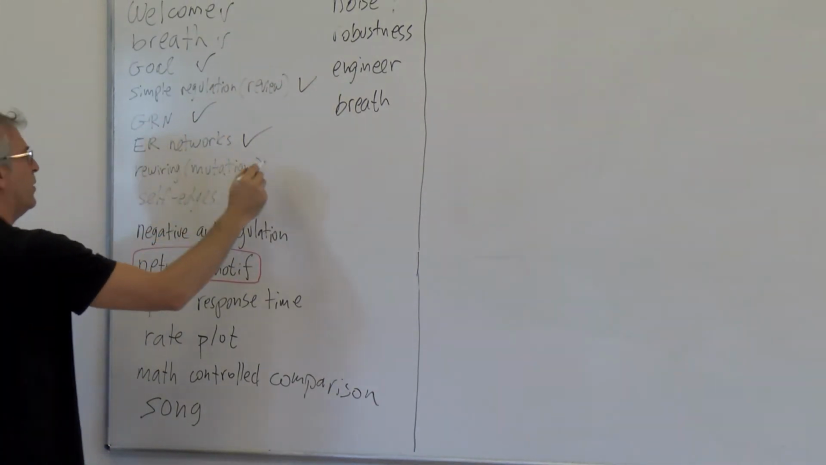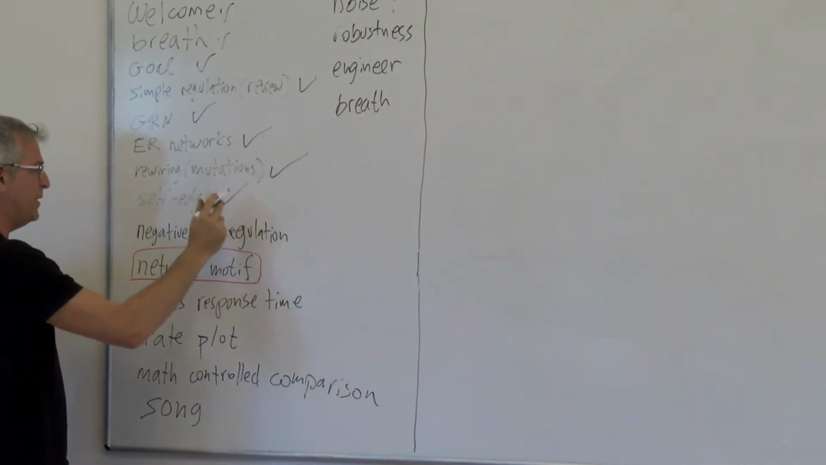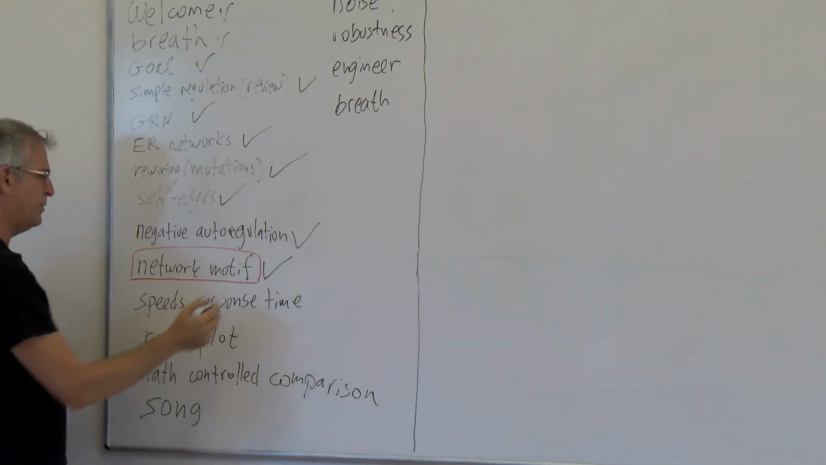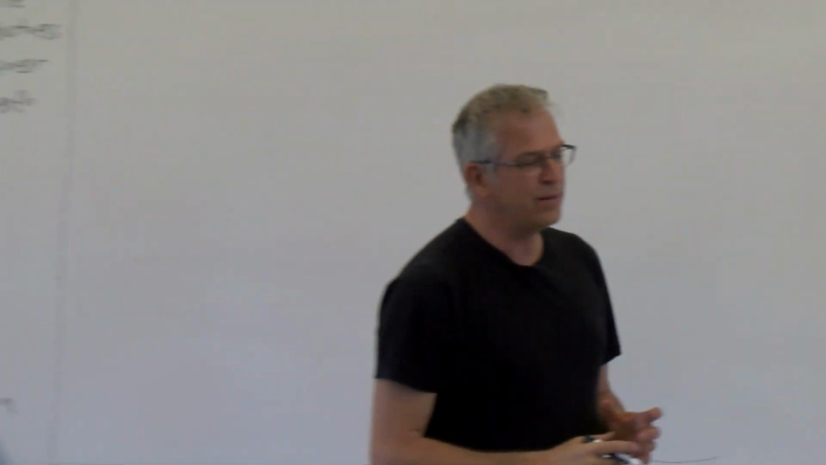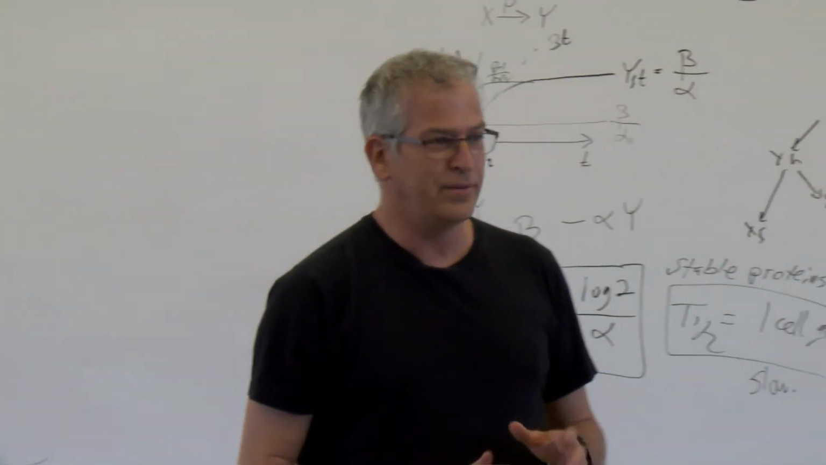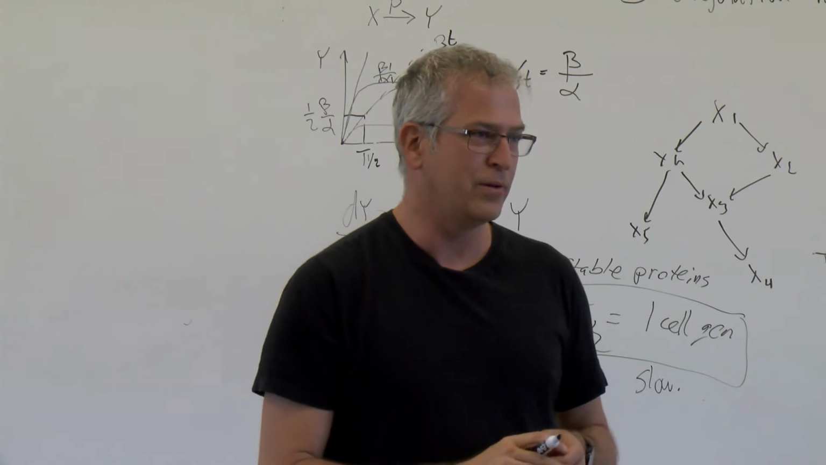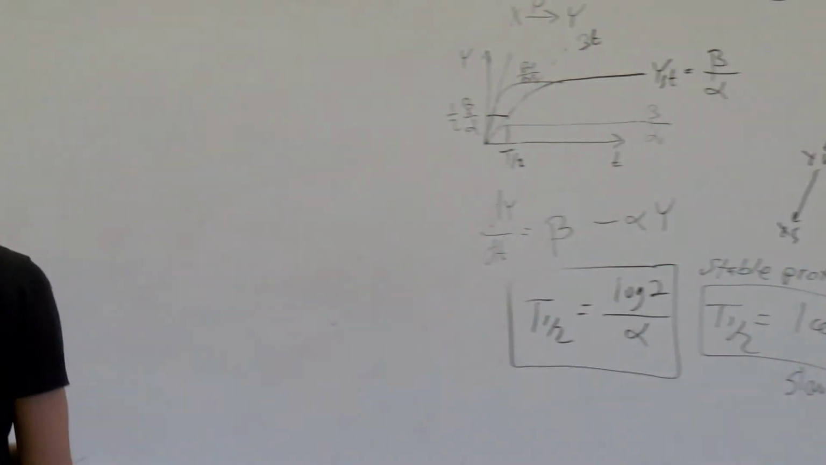Gene regulation networks can be rewired by mutations. Self-edges, negative autoregulation, is a network motif. So let's see what it does. We need to analyze it, and of course what I'm driving at is it can speed the responses and also do other things I'll talk about. So let's try to see how we can analyze that.